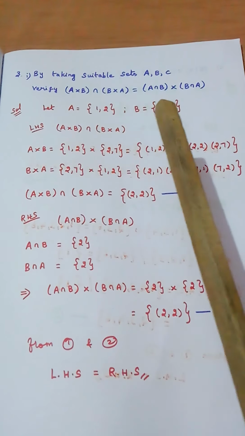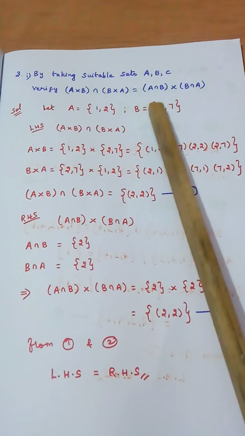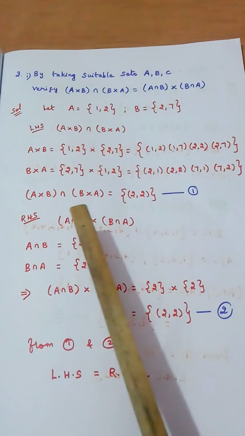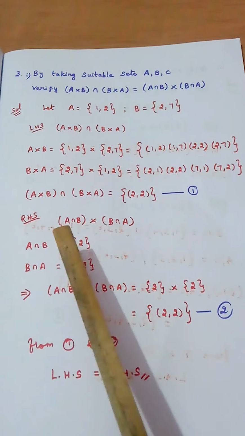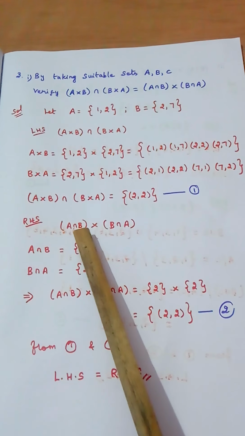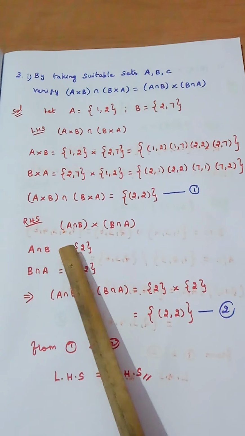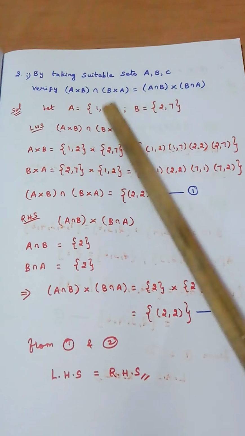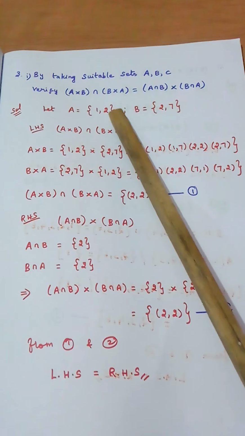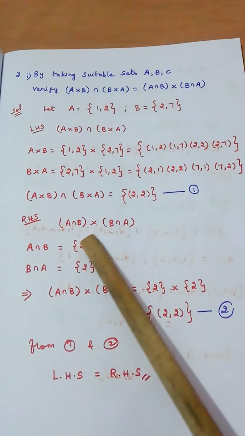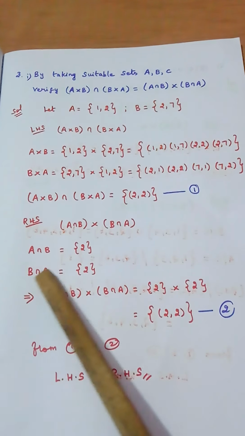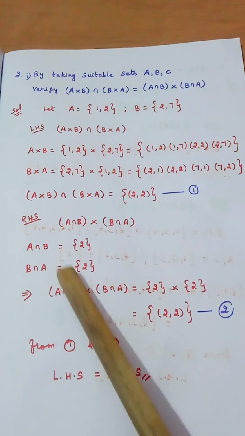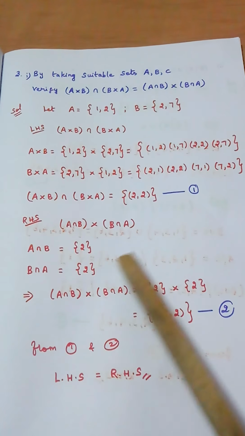Next I am going to see what is RHS. RHS is present here: A intersection B cross B intersection A. I have written that here. Now I am going to find out the first thing, A intersection B. I have written the answer directly. You just see this set A and B. What is common? By seeing itself we can say 2 is the common element. So I have written 2. B intersection A, again the common element is 2. So B intersection A is also equal to 2.